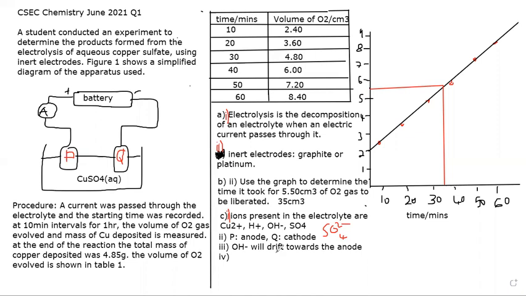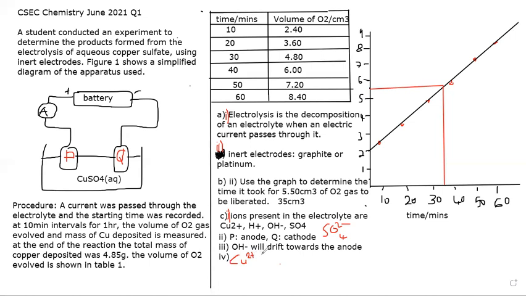For part 4, it asks us to write an ionic equation for the reaction taking place at the cathode. So as we said, at the cathode, the positive ions would migrate to the cathode. But remember, in this one, the copper will take part because copper is below hydrogen in the electrochemical series. So you would have the positive copper ion, Cu2 plus.